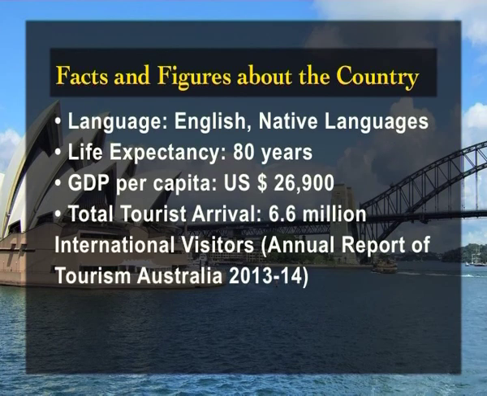Language: English, and native languages. Life expectancy: 80 years. GDP per capita is $26,900 US. Total tourist arrival is 6.6 million international visitors according to the annual report of Tourism Australia 2013-14.